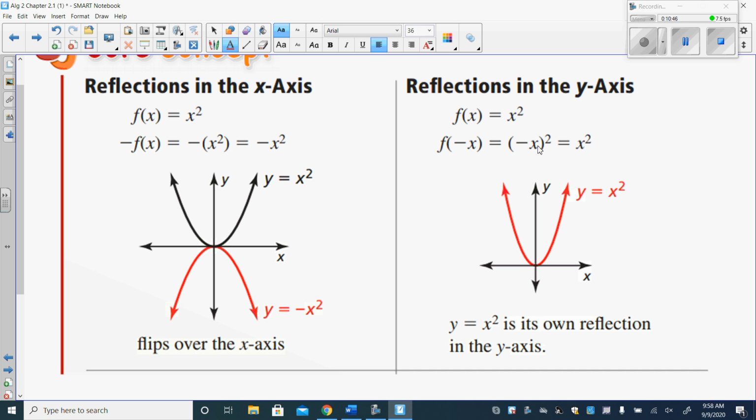But if we have something else and we have a negative in front of x inside the parentheses, if x is negative inside these parentheses here, then it's across the y-axis. If it's outside, or like this here, in either one of these cases, it's across the x-axis.